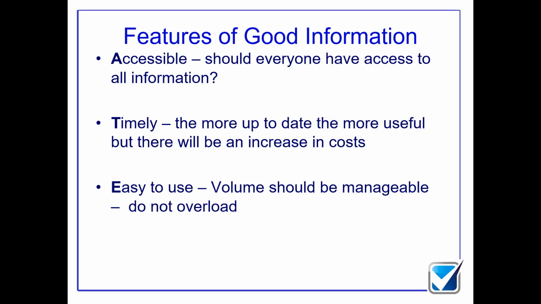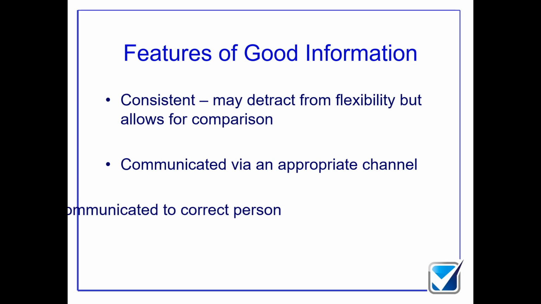There are other features of good information which don't fall within the accurate mnemonic quite as readily as they could. However, we still need to make sure that the information that we provide is consistent, which will allow for understandability, because if the information looks the same as last year's, I'll understand exactly how to use it. I need to make sure it's communicated in an appropriate fashion.